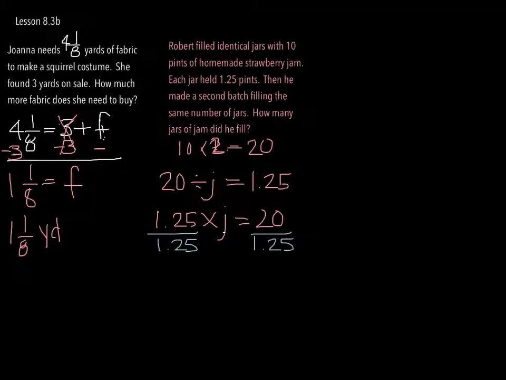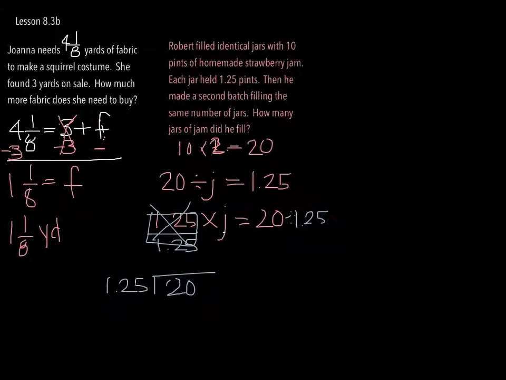Okay, and so I probably shouldn't have written it that way because that's going to confuse some of you. I'm going to divide by 1.25. These are going to cancel out, and then I'm going to have 20 divided by 1.25. I'm going to move the decimal points over 1, 2, 0, 0, and put my decimal point right there.